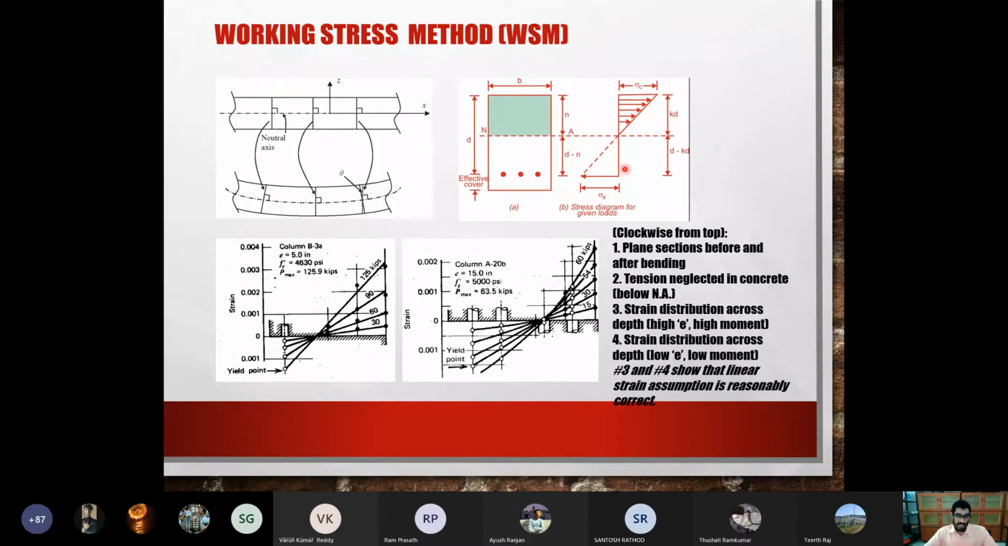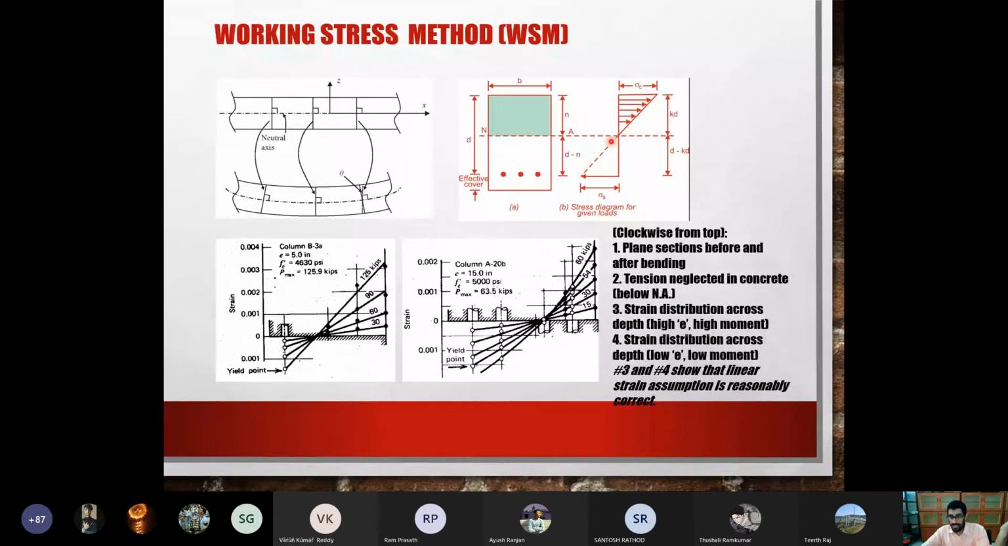I hope you have come across bending stress distribution. Top is compression, bottom is tension, and it will actually form two triangles. Do you remember this? This is what you told yesterday, rightly so, that under normal bending circumstances, the top of your beam will have compressive stresses and the bottom will have tensile stresses.